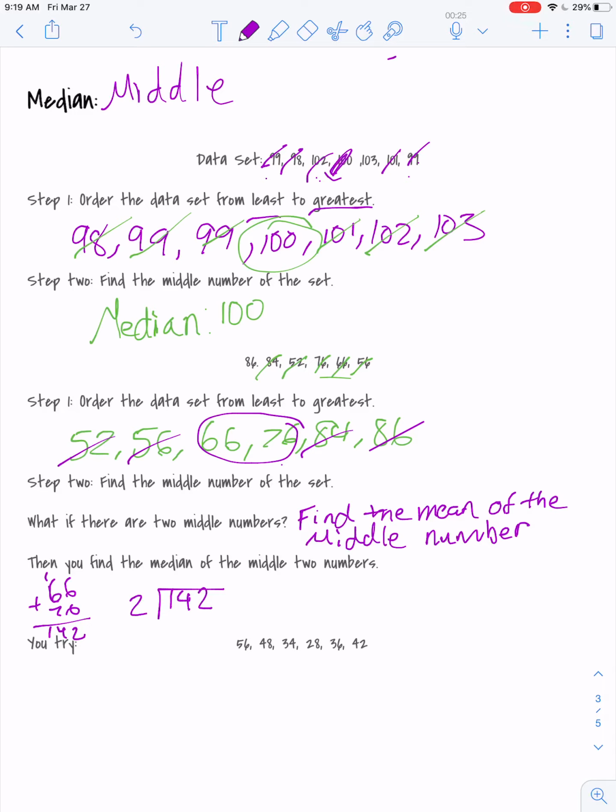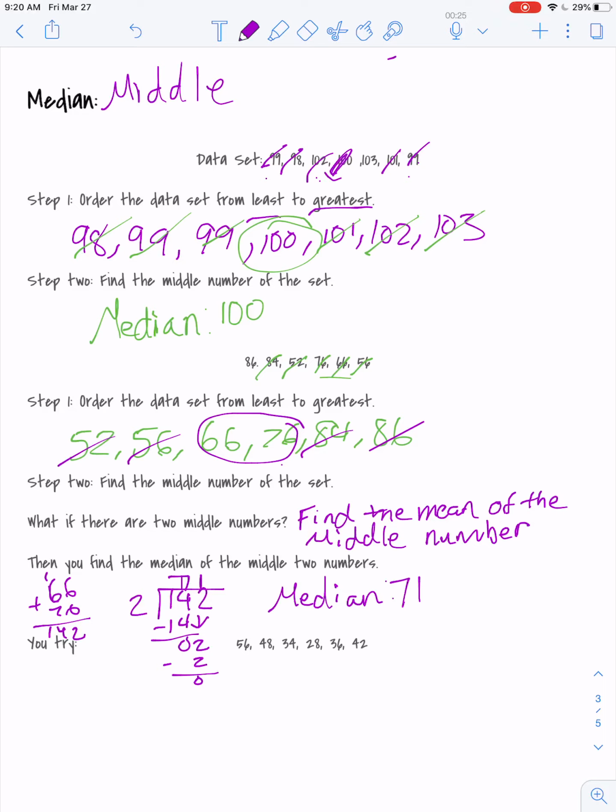So 2 goes into 14 7 times. 7 times 2 is 14. Subtract, we get 0, bring down the 2. So 2 goes into itself one time. 1 times 2 is 2. We have 0 left over. So our median is 71.